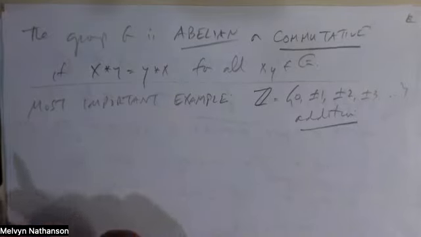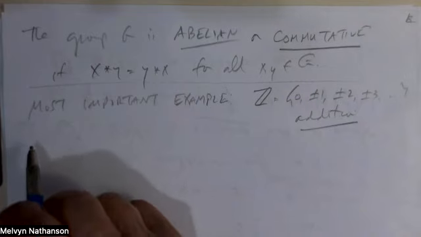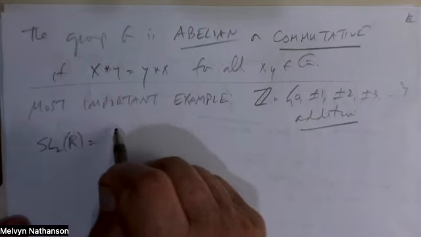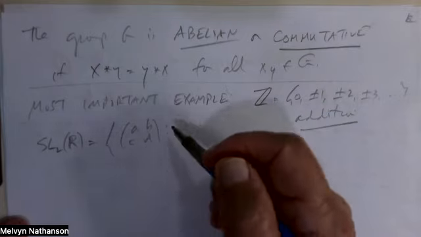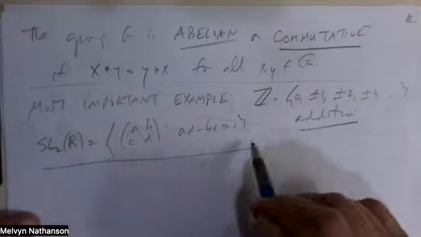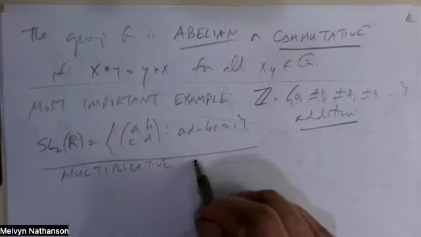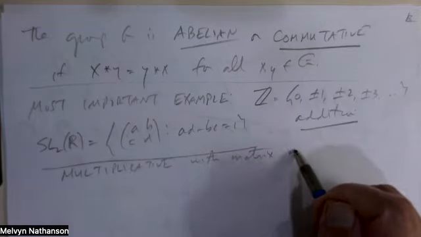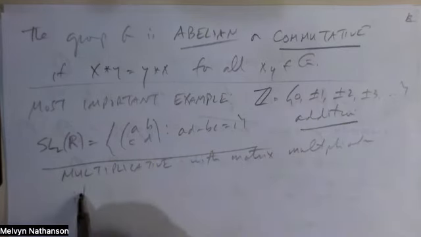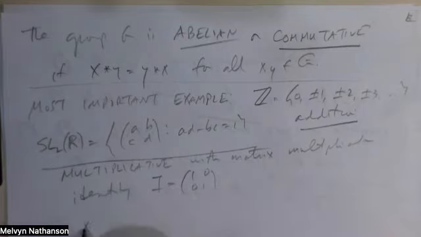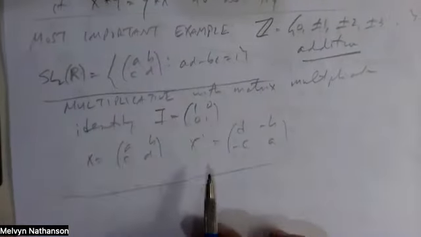It's harder to find examples of groups that are not abelian, but here's one that you might recognize. It has this strange name, SL2R. This is all 2 by 2 matrices, a, b, c, d, with the determinant ad minus bc equal 1. So this is a multiplicative group with ordinary matrix multiplication. The identity element is just the matrix 1, 0, 0, 1. And if you take x to be the matrix a, b, c, d, the inverse is d, minus b, minus c, a. But this is not a commutative group.